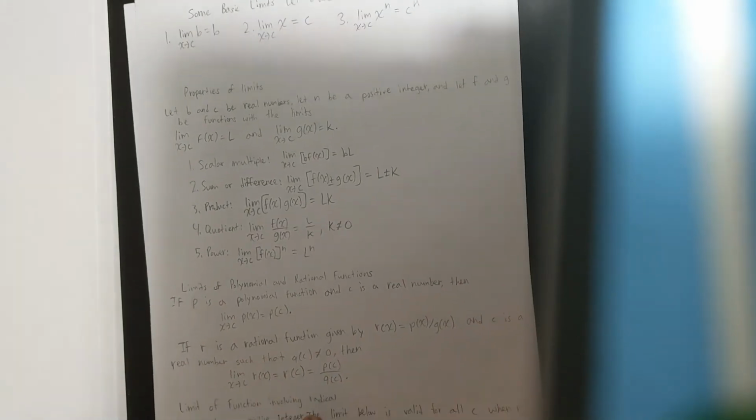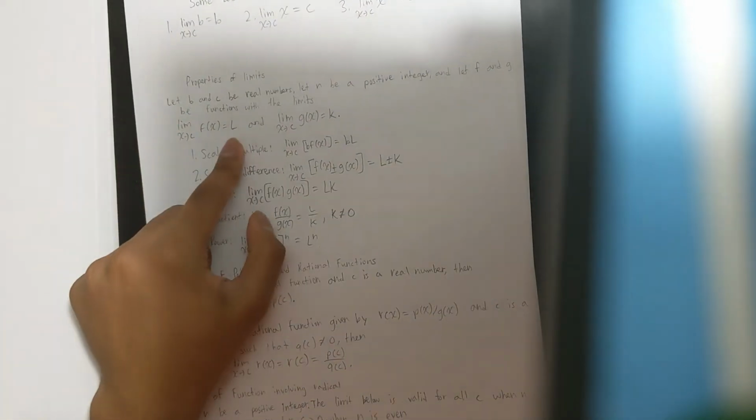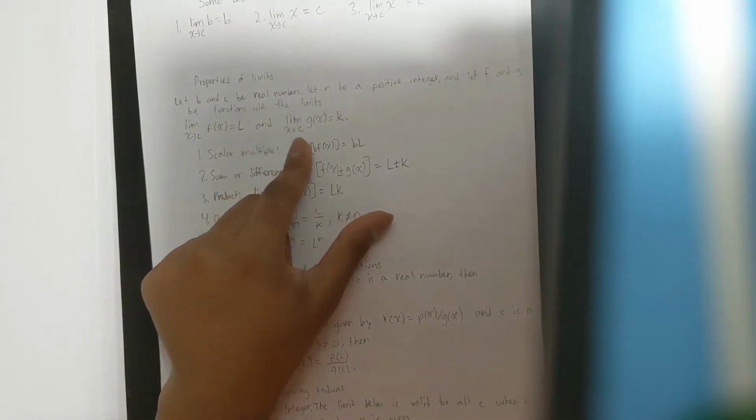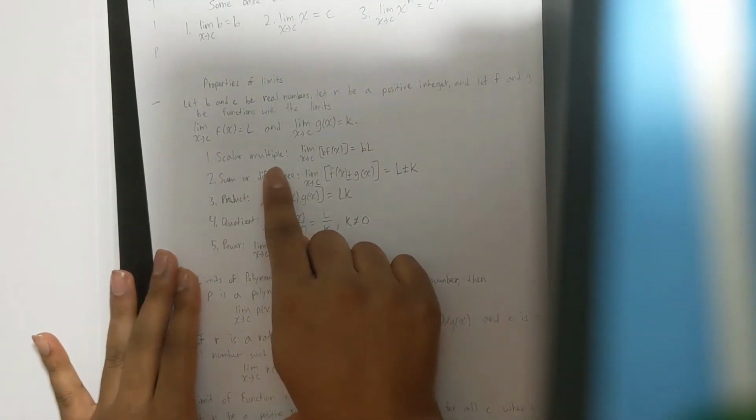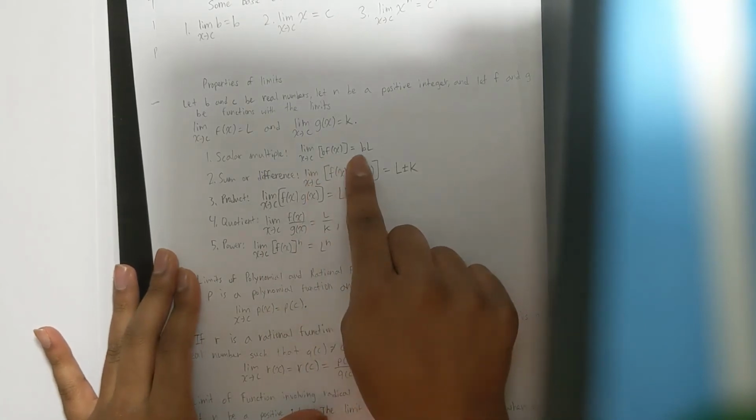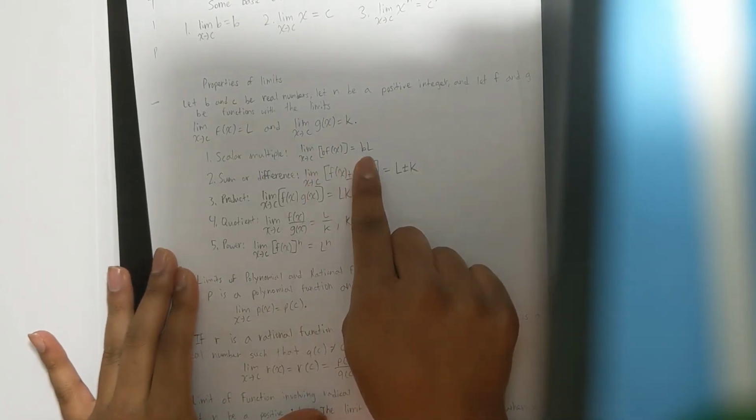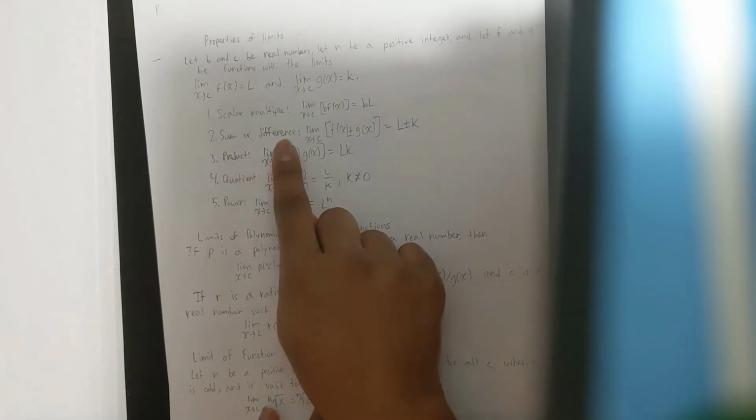Now, some properties of limits that you should know. Let the limit of f of x as x approaches c equal L, and the limit of g of x as x approaches c equal K. If you're multiplying by a scalar multiple of b, it comes in the limit as well, because limits can be distributed among anything. So we have sum or difference as well.